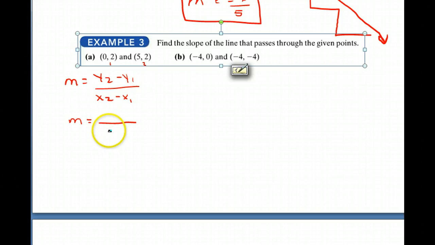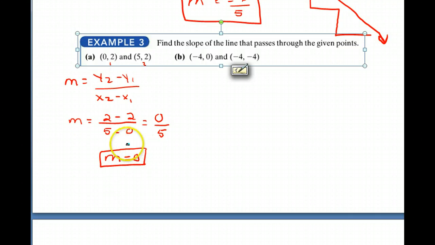So as we're plugging into this equation, we should have had a 2 over a 5 minus 2 over 0. So now when we do the math, we have 2 minus 2, and we have 5 minus 0, which gives us 5. 0 divided by 5 is always 0, so that means that this line would have had a slope of 0. That means that we are dealing with a horizontal line, because a horizontal line has no rise to it. It does not rise, it does not fall.